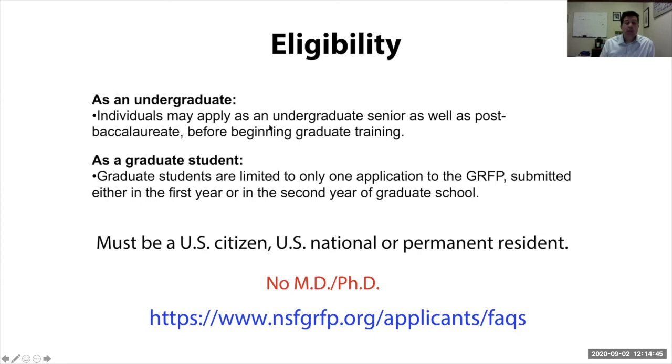Okay. You may also apply as a graduate student. Okay. But graduate students are limited to only one application, and you can submit that either in your first year of graduate study or in your second year after you've completed 1 year. You may also apply as an undergraduate, and if you're not awarded it, as a graduate student again. Okay. So you can apply twice, but you cannot apply twice if you're a graduate student. You may apply once as an undergraduate and once as a graduate student, but only one time total as a graduate student. And if that's unclear, when we get to the question and answer period, I can provide more.